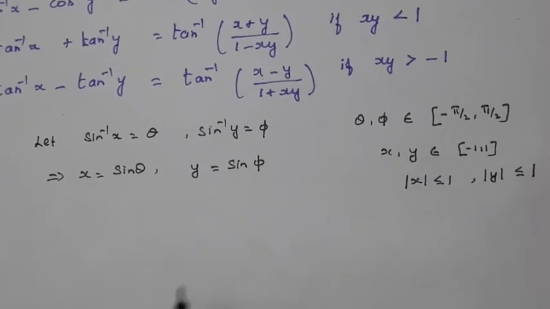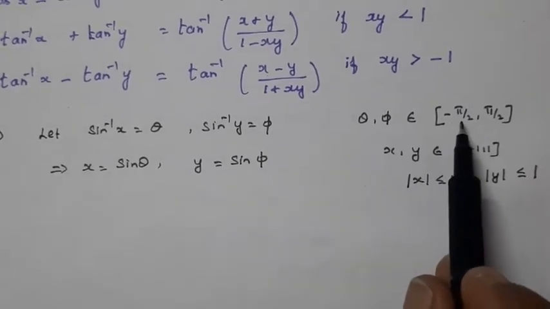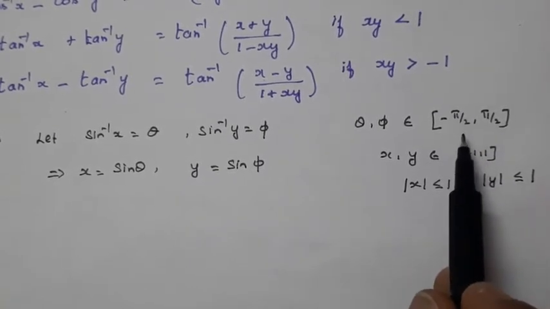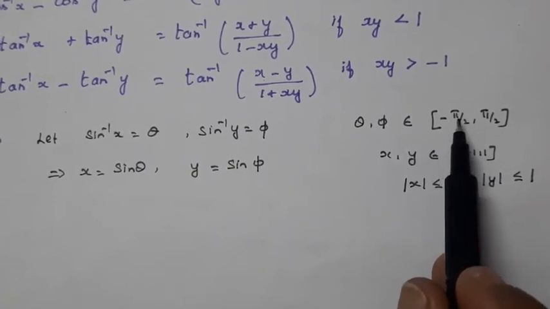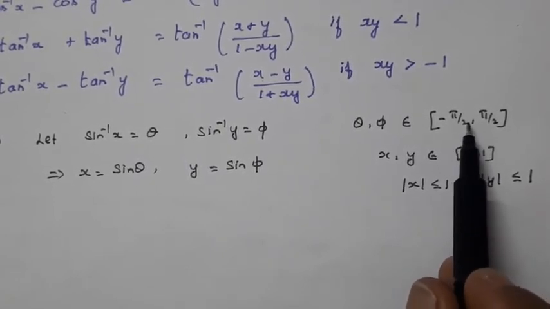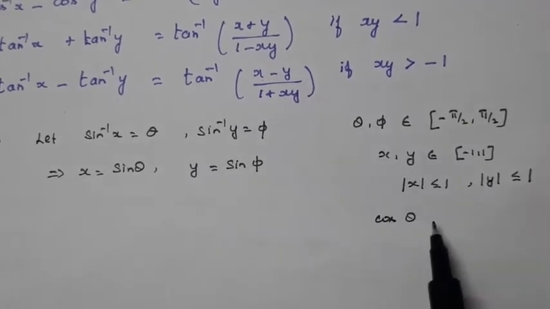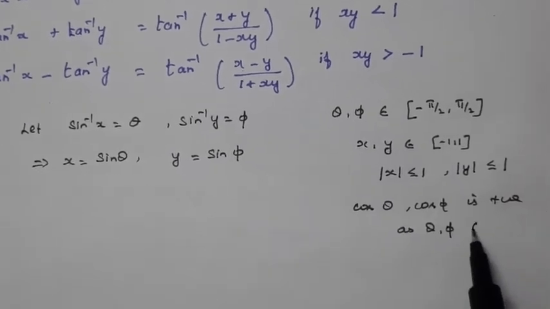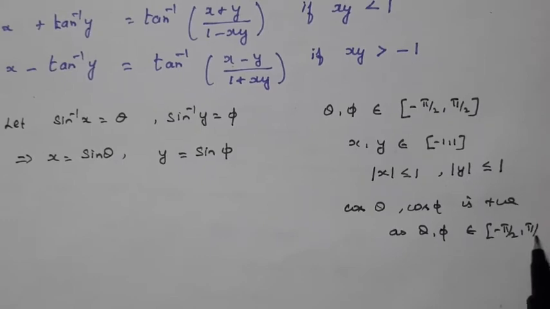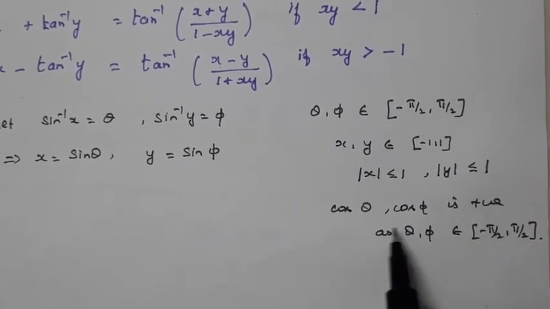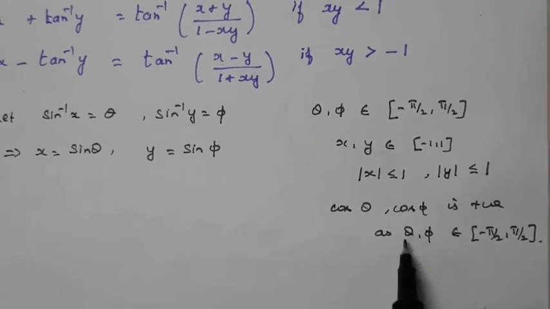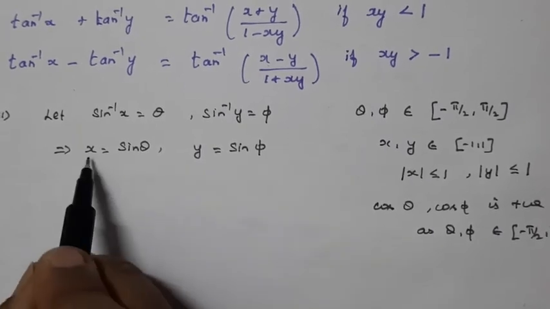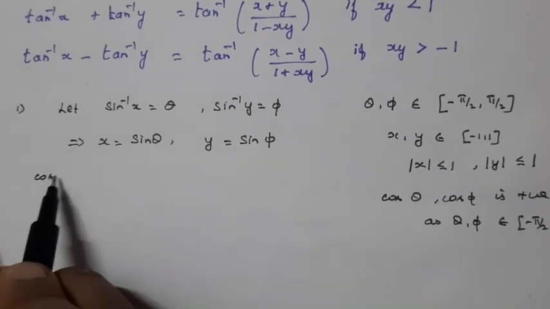Now as theta and phi belong to the closed interval minus pi by 2 to pi by 2, that is the first quadrant and the fourth quadrant, cos is positive there. Therefore cos theta and cos phi are positive as theta and phi belong to the closed interval minus pi by 2 to pi by 2. So make it clear that cos theta and cos phi will be positive for these angles theta and phi. And therefore, after getting x as sin theta and y as sin phi, let us find out cos theta.